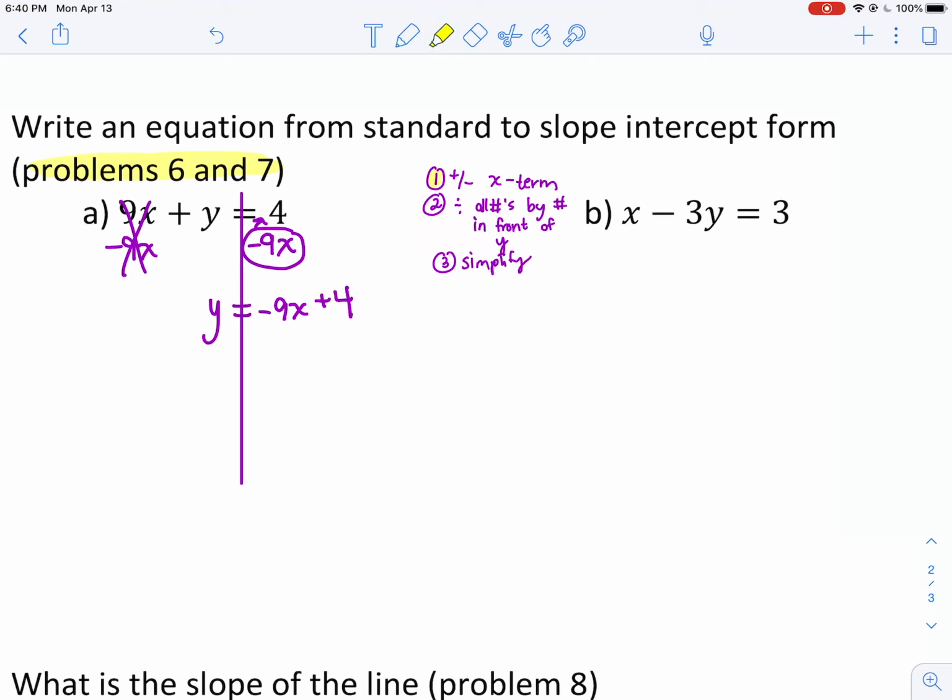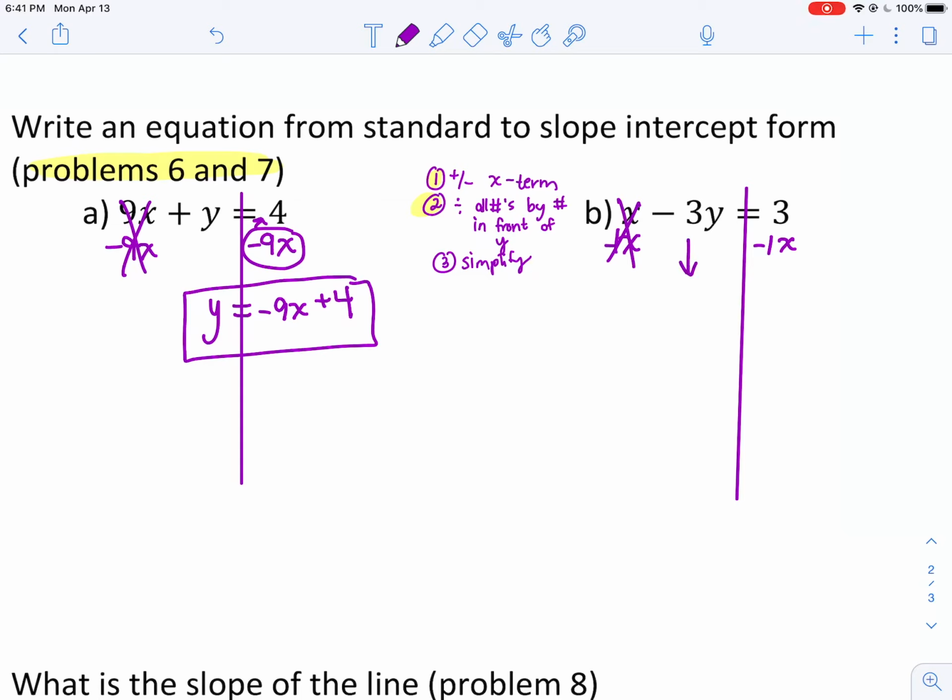Okay. Now, step 2 says divide all numbers by the number in front of y. Well, there's an invisible 1 in front of y, but since it's a 1, you don't really have to divide everything by it. So that would be our final answer there. For question B, there's my line. Step 1, add or subtract the x term. Well, it's positive x, so I'm going to subtract a 1x on both sides. On the left, it cancels. You drop down a negative 3y equals, and then the x term goes in front of the constant. So I got negative 1x, and that's a positive 3.